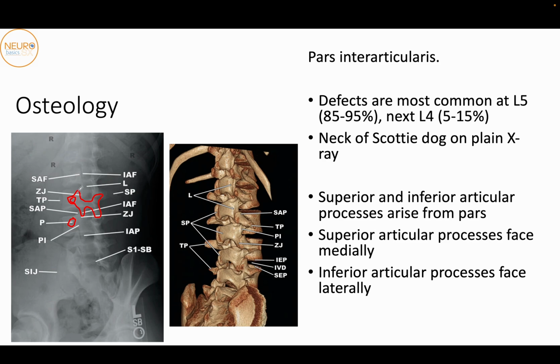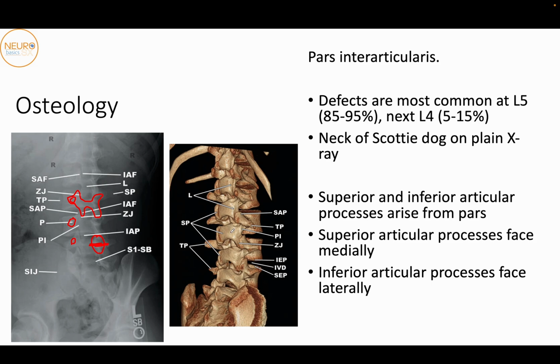So you get the pedicle over here, and then you get the facet joints over here posteriorly. And this area is where you will get a defect in the pars interarticularis in cases of listhesis.